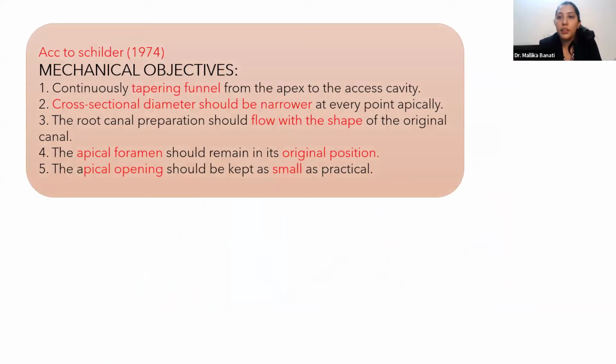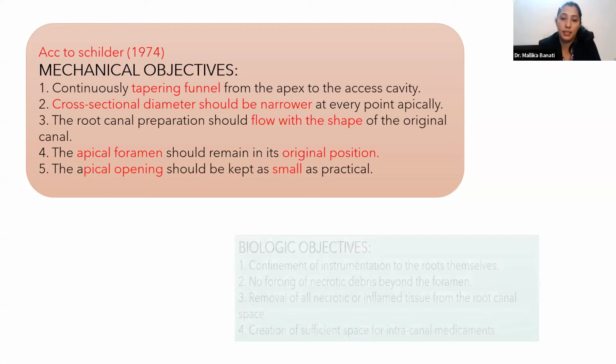What are we doing? Why are we doing all of this? According to Schilder, we had a mechanical objective of cleaning the root canal. So we should have a continuously tapering funnel from the apex to the access cavity. The cross-sectional diameter should be narrower going down at every point apically. The root canal preparation should follow the shape of the original canal. The apical foramen should remain in its original position. The apical opening should be as small as practically possible.